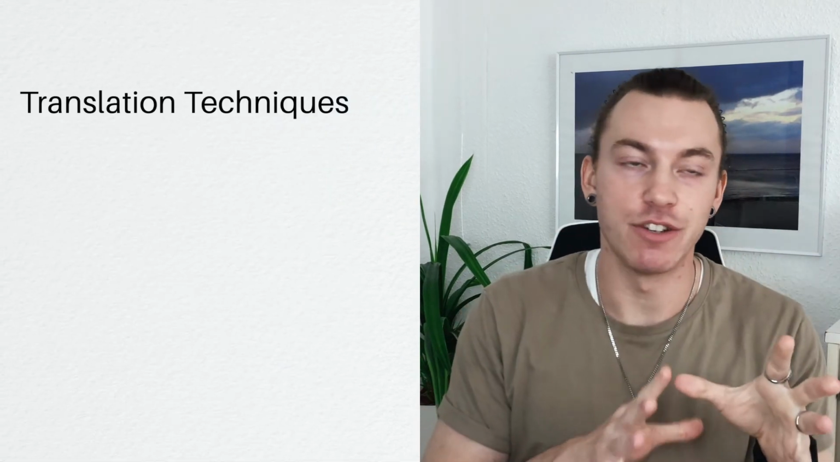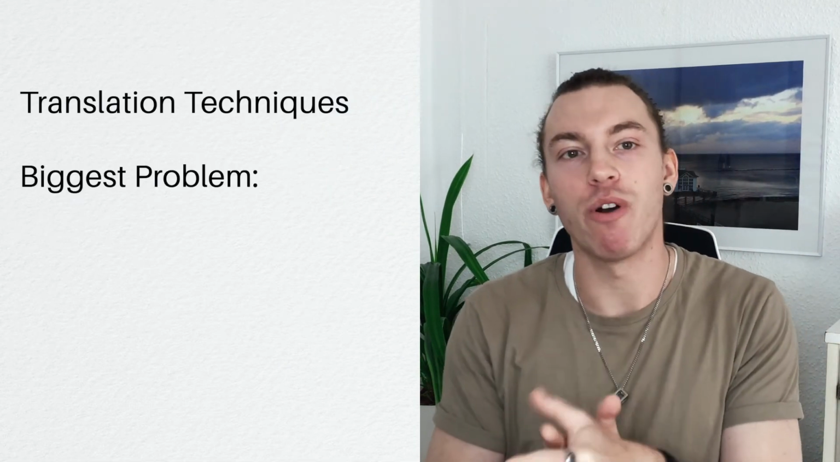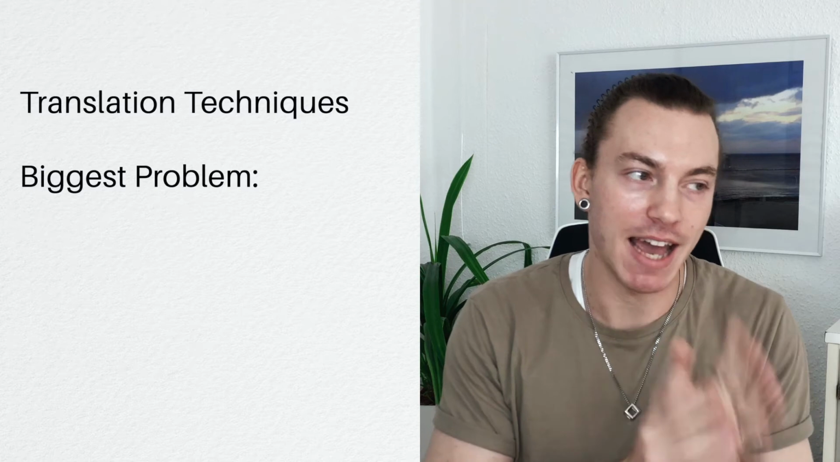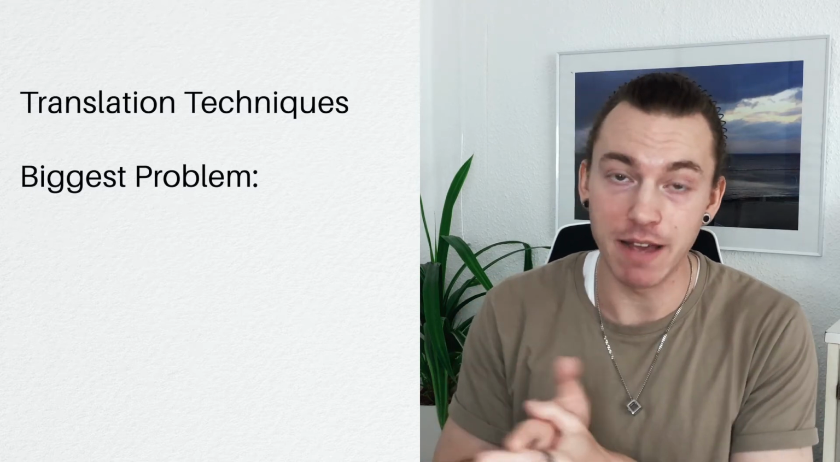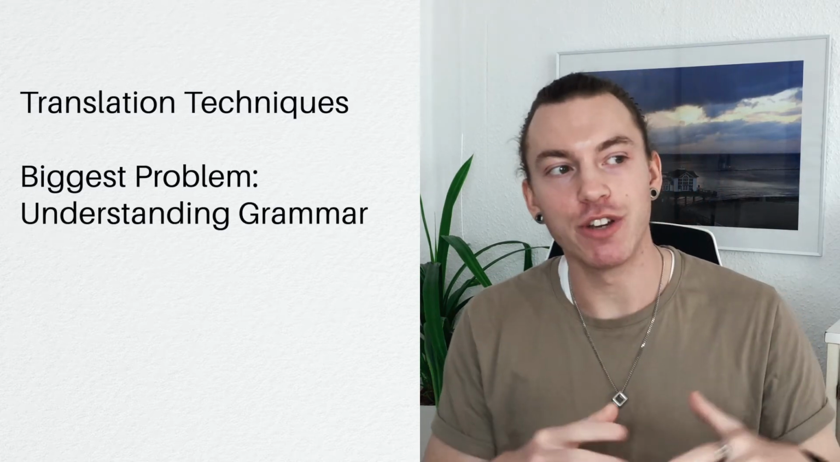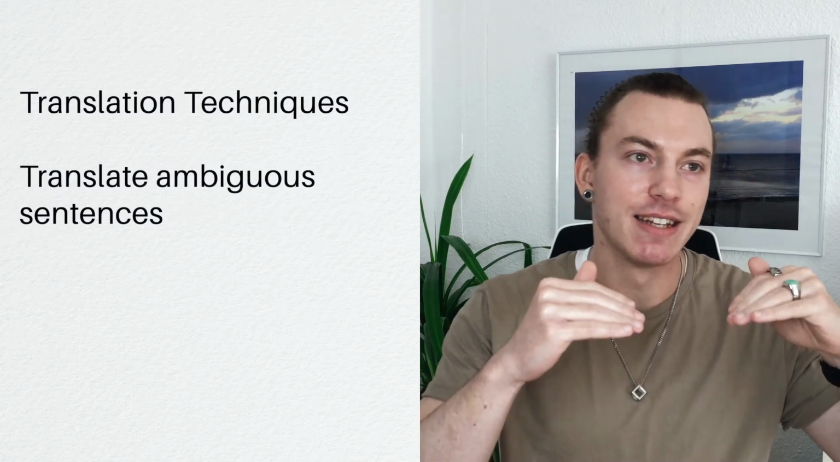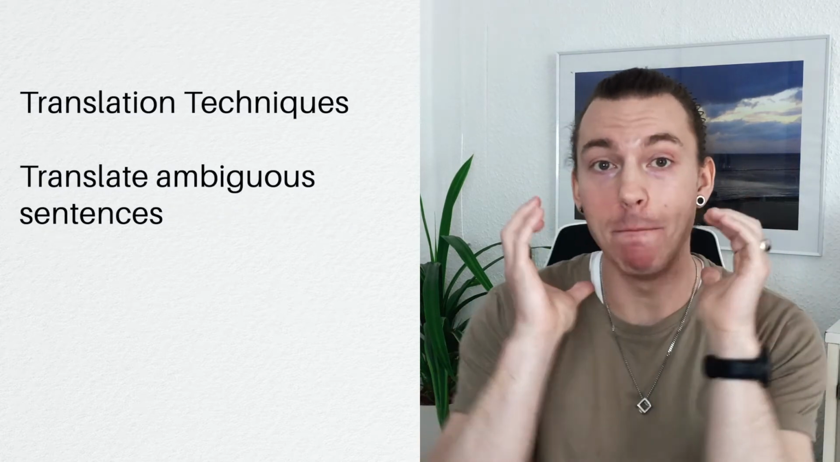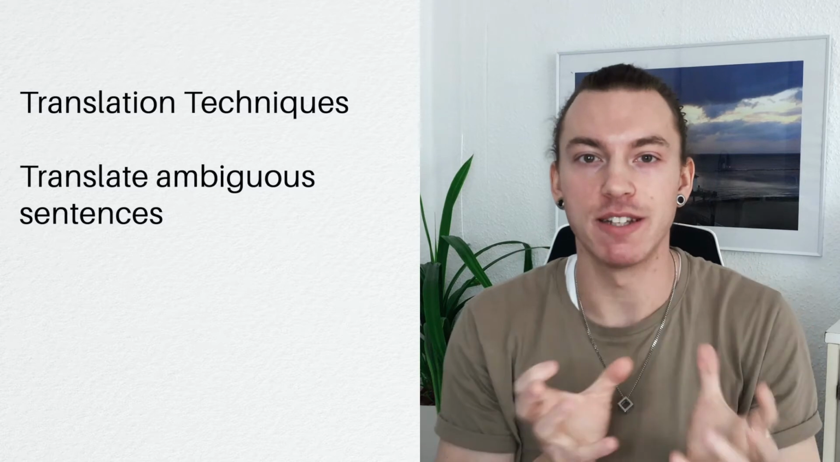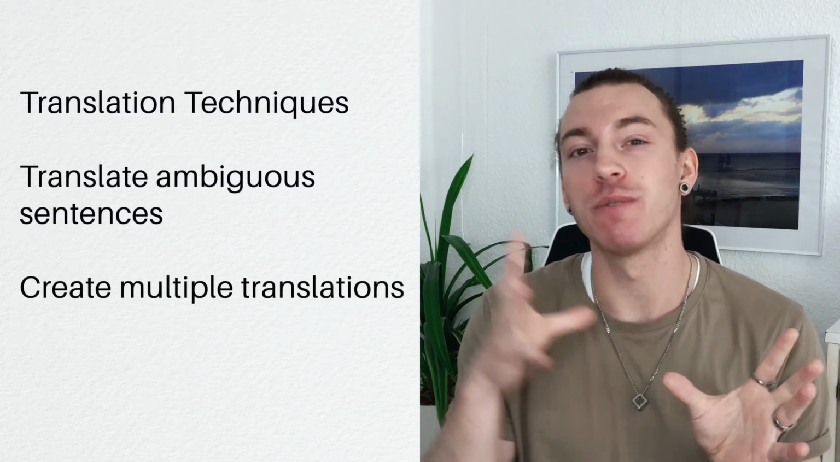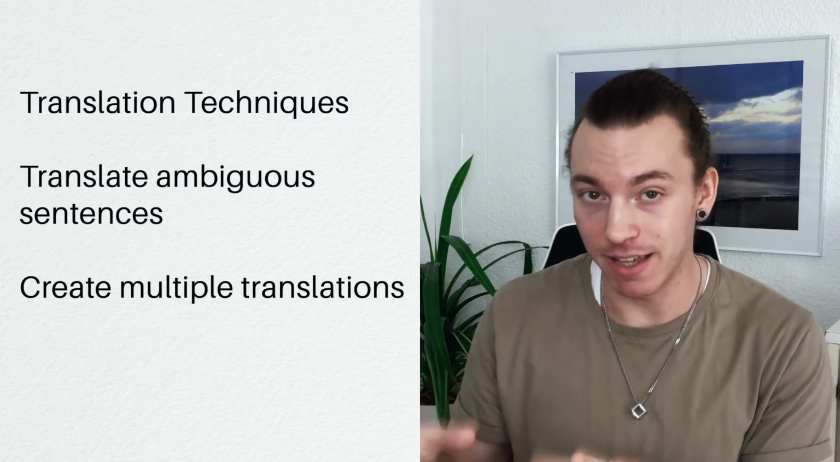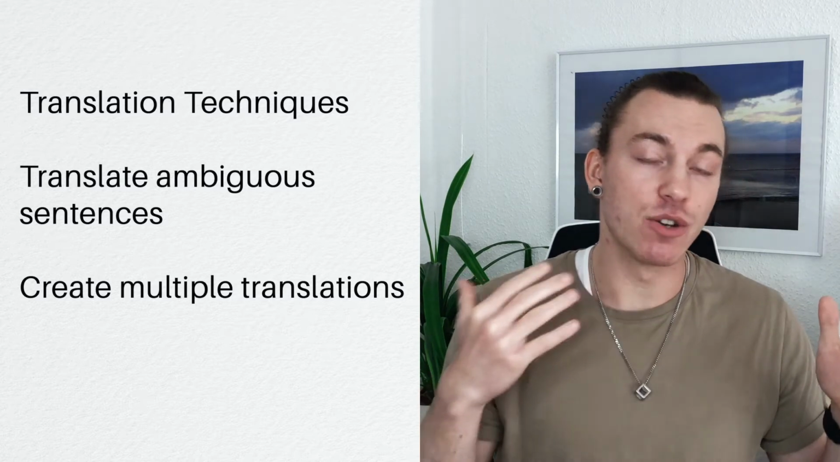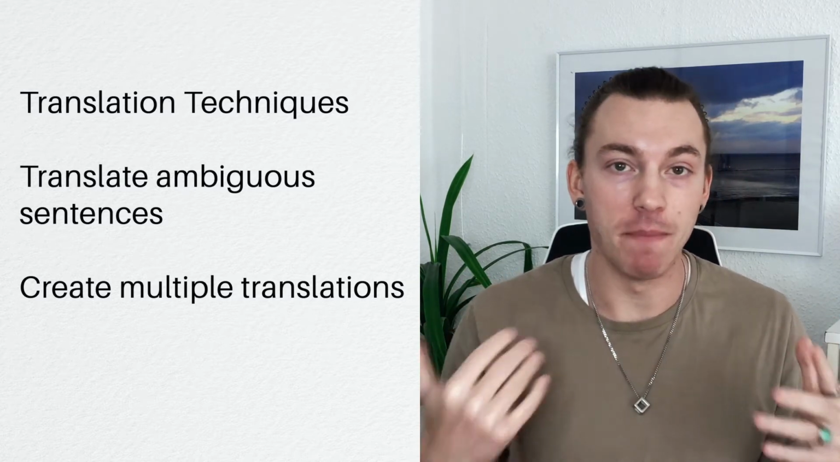Then there are some translation techniques that you want to apply, and the biggest problem with translating text is actually not the vocabulary, it's getting the grammar right. Here's what you can do. Try to translate the portion of the text that is ambiguous to you, where you don't understand the grammar. Write down all the possible interpretations that you can think of. You want to check that against all the other information in the text.